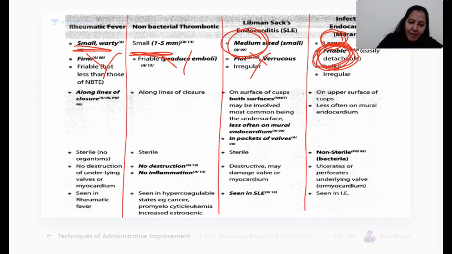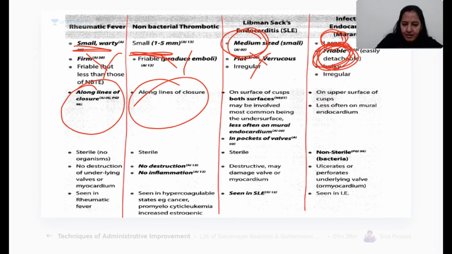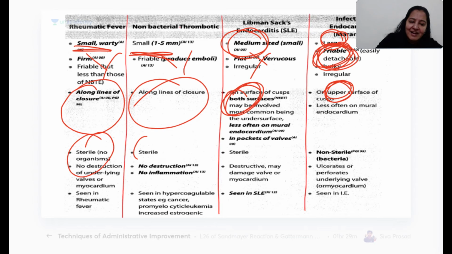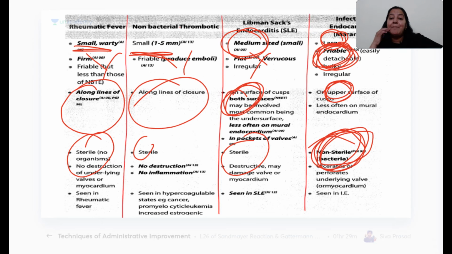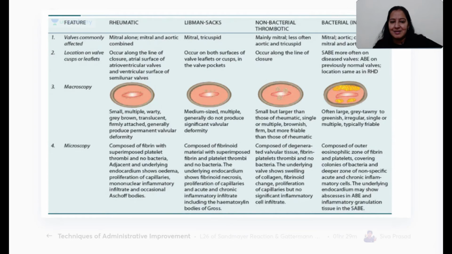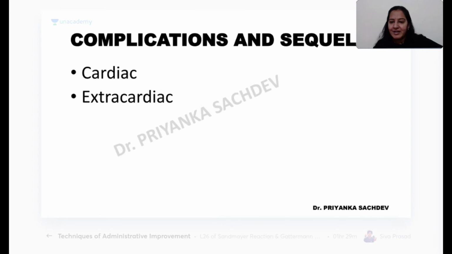What is the location? In rheumatic, it is along the line of closure. In NBT, along the line of closure. In Libman-Sacks, over both surfaces. In infective endocarditis, only on the upper surface, not on both. Correct or not? Vegetations were sterile in the first 3, but here the vegetations are non-sterile. They contain bacteria. Say yes or no. So have you got it?